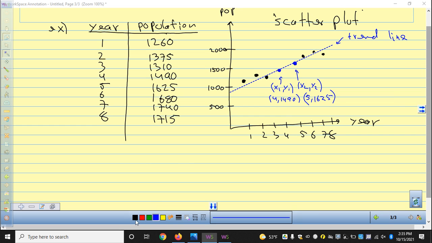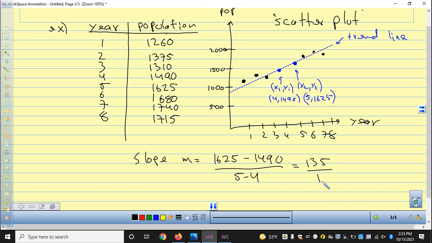So I can use those 2 points to find my slope. So I'm going to do that. The slope is y2 minus y1, 1625 minus 1490, over x2 minus x1. So that's 5 minus 4. So when I do that arithmetic, 1625 minus 1490, I get 135. 5 minus 4 is 1. So my slope is 135.